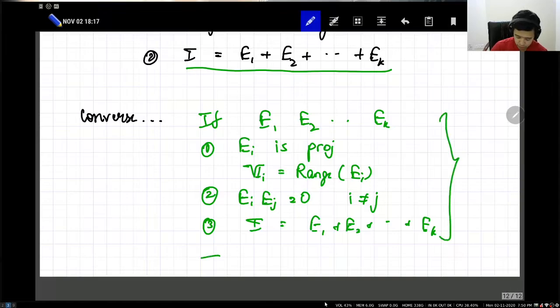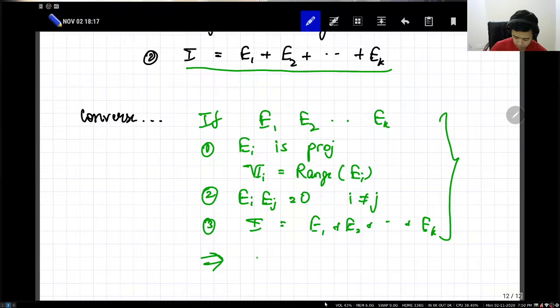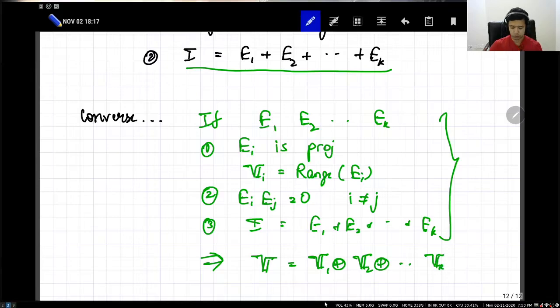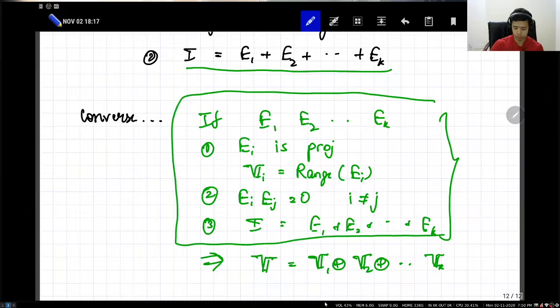Then it is true that the vector space V or R^n can be written as a direct sum of V_1, V_2 up to V_k. So these are just properties of the projection matrices, and these in particular imply that their ranges are all independent of each other, and the sum gives you the entire vector space V.